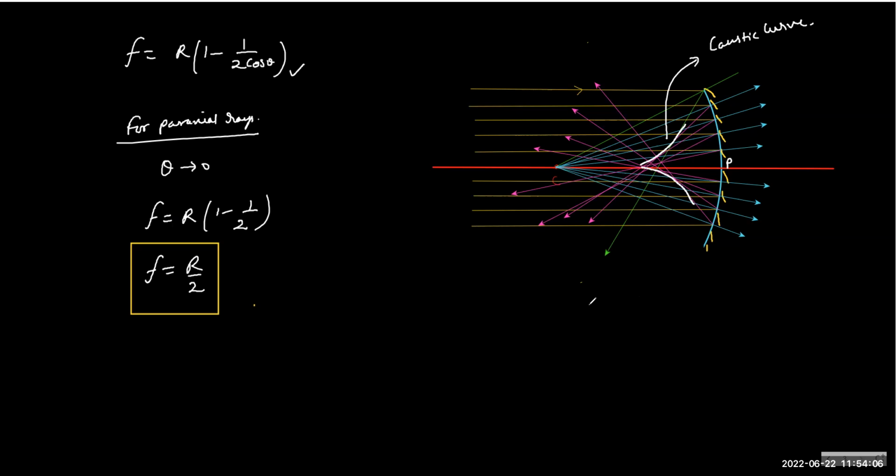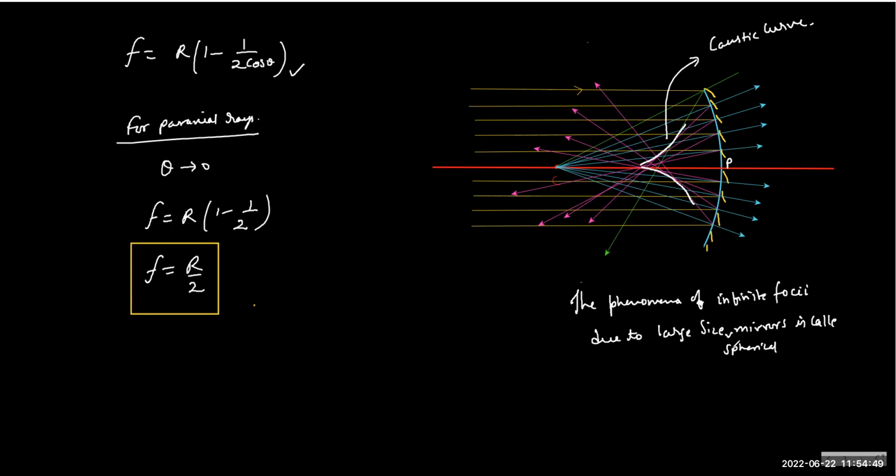So this is called the phenomenon of infinite foci due to large size spherical mirrors, which is called spherical aberration.